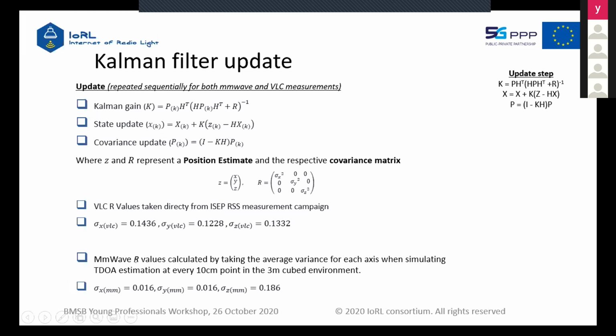The millimeter wave R values, however, were taken as the average variance for each axis when we simulated the same environment and we measured points every 10 centimeters in a 3-meter cubed room. This was applying a 0.3 nanosecond time variance to our time of arrival data sets. And so we derived our performance results, our uncertainty for our millimeter wave.